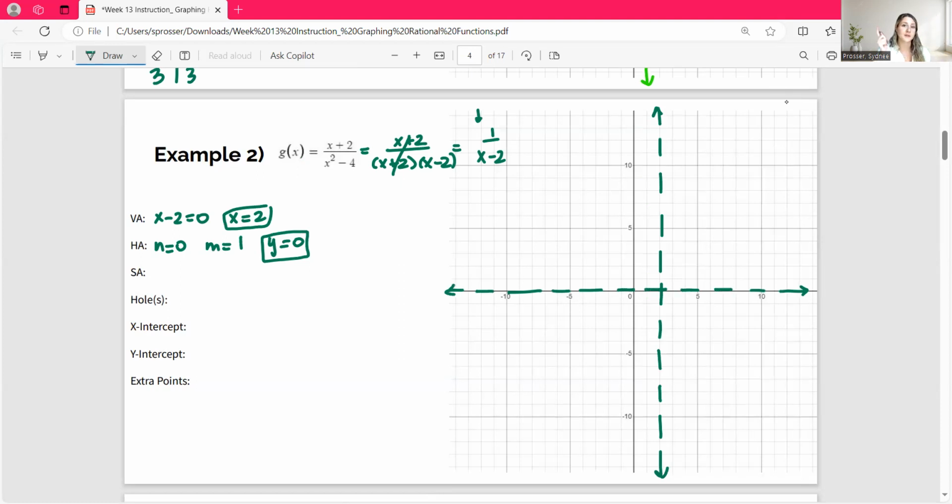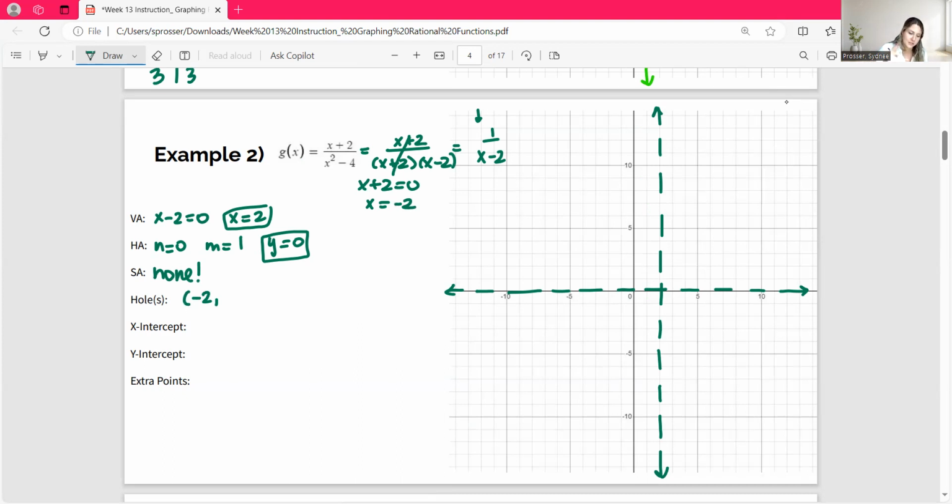Slant asymptote is when the numerator degree is 1 larger. It's not. There is a hole, right? Because we did have a factor that canceled. So that factor canceled when x was -2. So I have to figure out what point that's happening at.